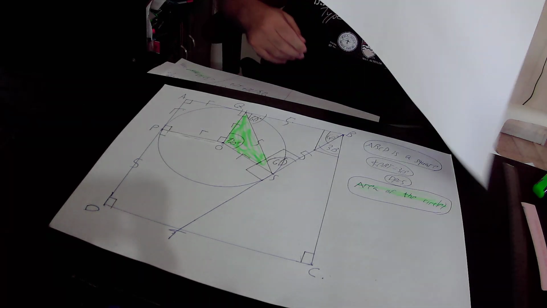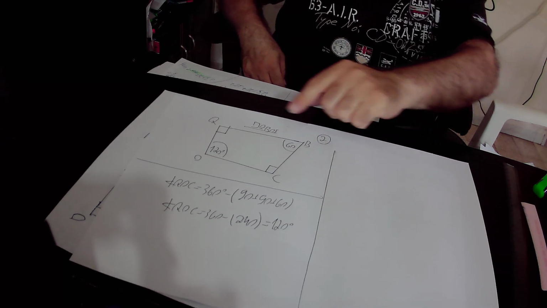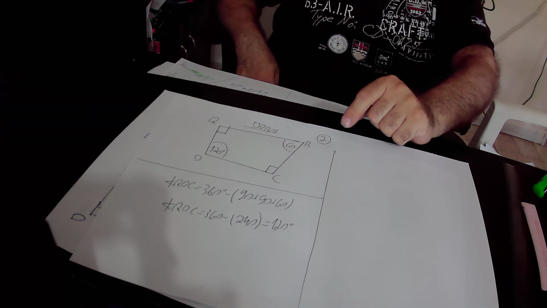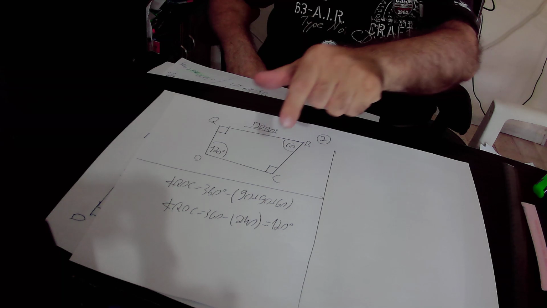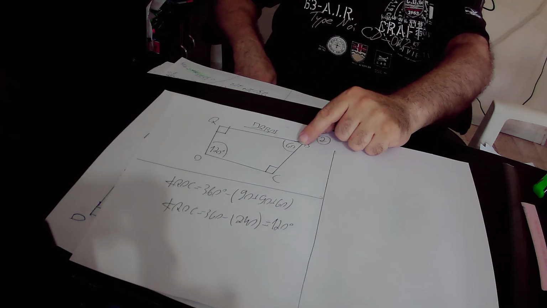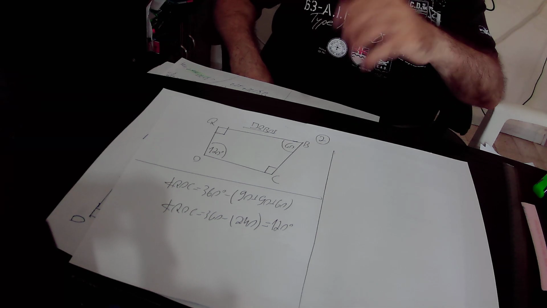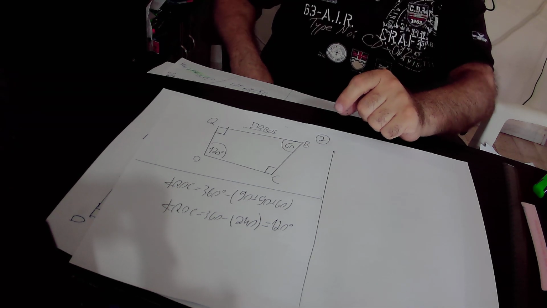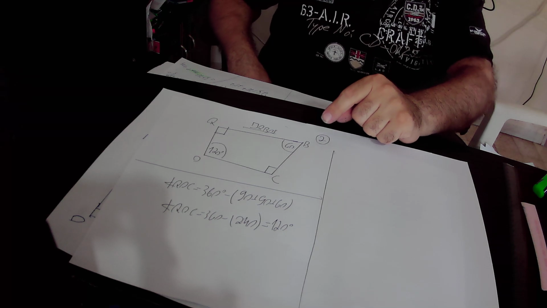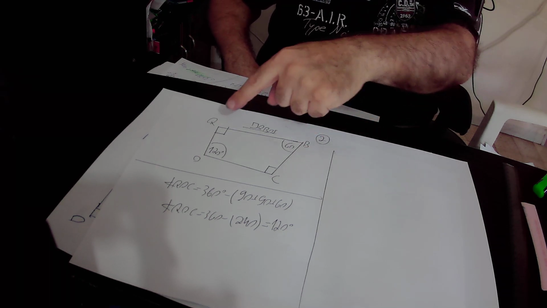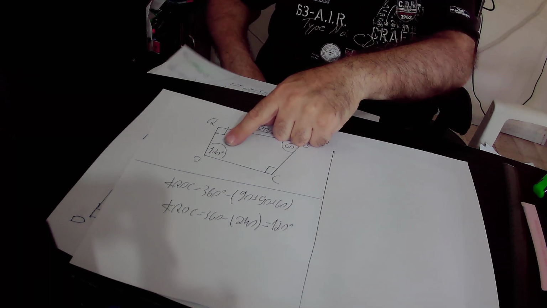This is quadrilateral QBOS that I copied here. In quadrilateral QBOS, those two angles are equal to 90 degrees, this angle equals 60 degrees, and this is the missing angle. We know that in any quadrilateral, the sum of the angles is equal to 360 degrees. Therefore, 360 degrees minus the sum of those three angles must be equal to the missing angle.